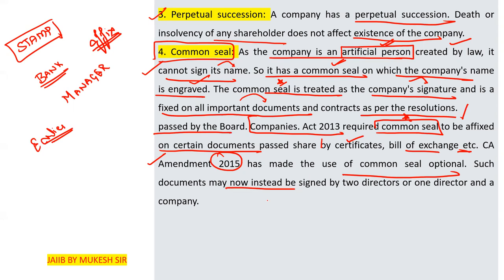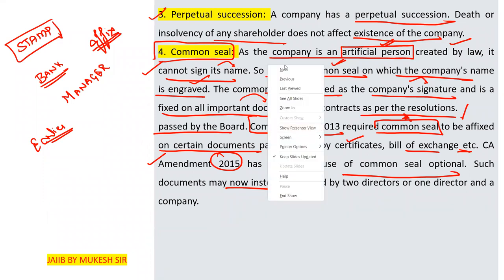Such documents may now instead be signed by two directors, or one director and the company secretary. So now there is a little bit of change. Even if they are not able to fix the stamp, that document is to be signed by at least two directors.